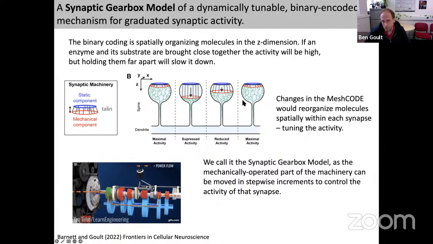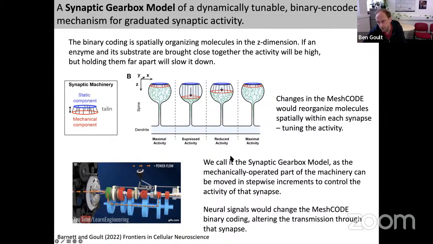And that's what we're trying to test is happening here, where you're changing the transmission by organizing these components relative to each other. And then you'd update this by physically sending signals, which would then change the weight and change the activity of each of these spines independently.